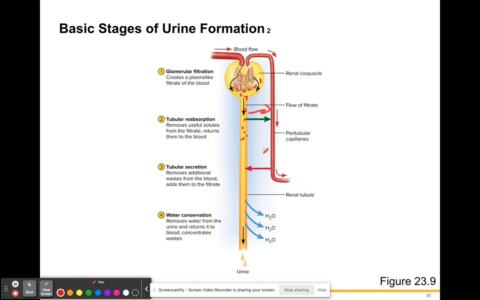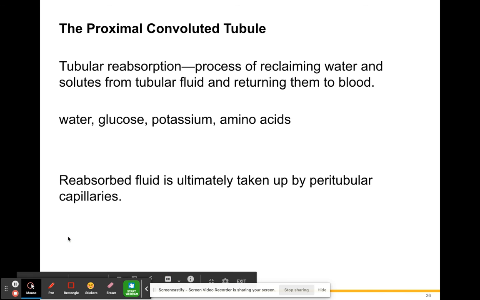Some of this stuff we want to go back in, right? So tubular reabsorption is when the stuff that we want to go back in leaves the convoluted tubules and goes back into our peritubular capillary, which then goes back to the bloodstream. So the water, the amino acids, the glucose, the potassium, all that stuff is going to go back into this peritubular capillary, which then goes back into the blood.